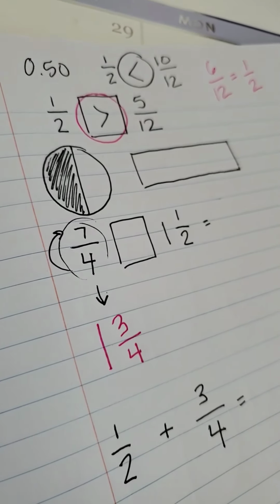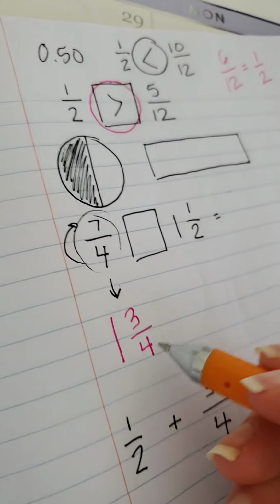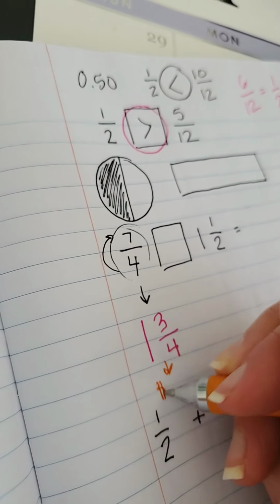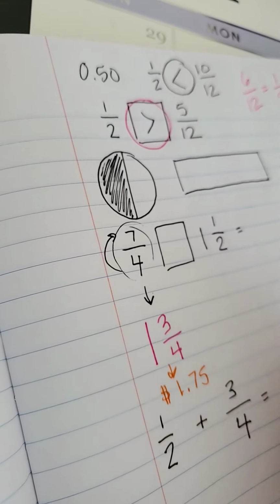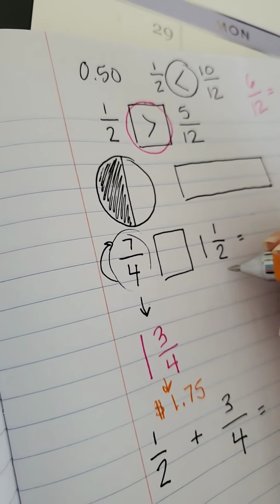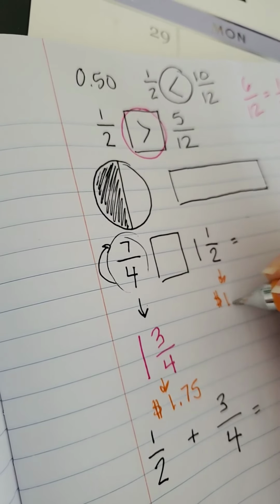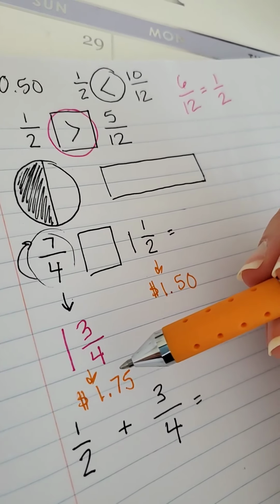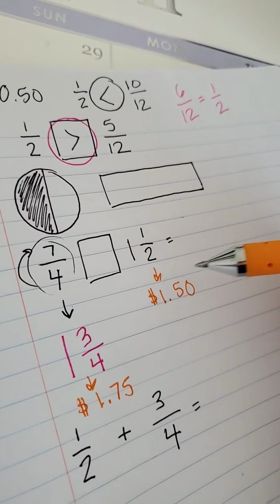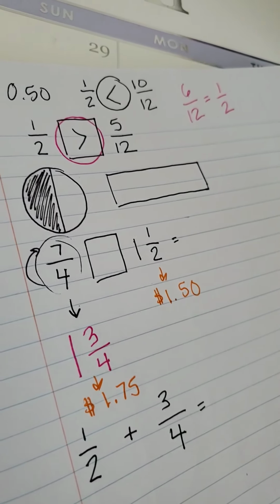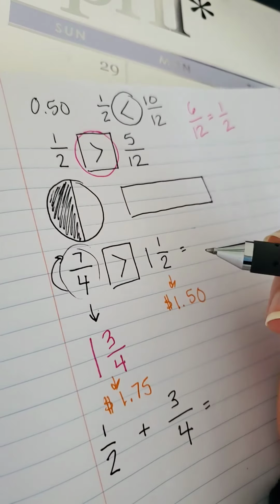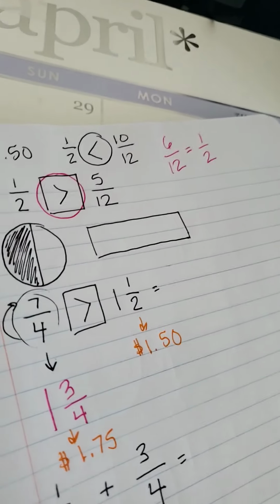Think back to money. What was 3/4 represented as money? That was quarters. So this could be represented as $1.75, and this could be represented as $1.50. Which one would you rather have? Would you rather have $1.75 or $1.50? You'd rather have the $1.75. So we would say that 7/4 is greater than 1 1/2.